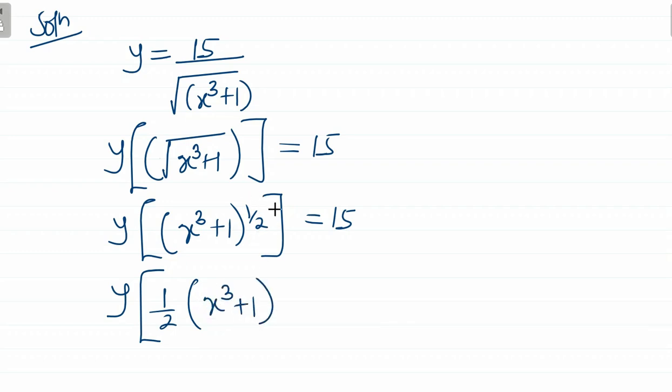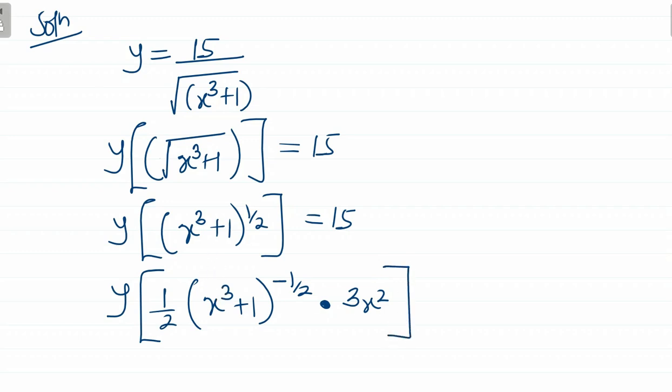Now we subtract 1 from the exponent half. That gives us minus half. We are not done. We multiply by the differential of the function in the bracket. So the differential of x cubed plus 1 gives us 3x squared. We also know that the differential of 1 gives us 0, so we don't write that. Now we close our brackets.